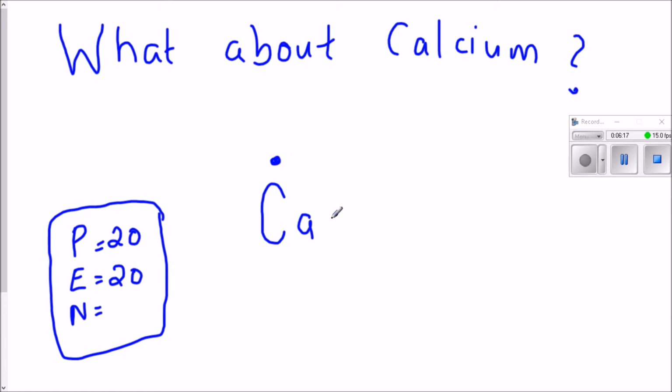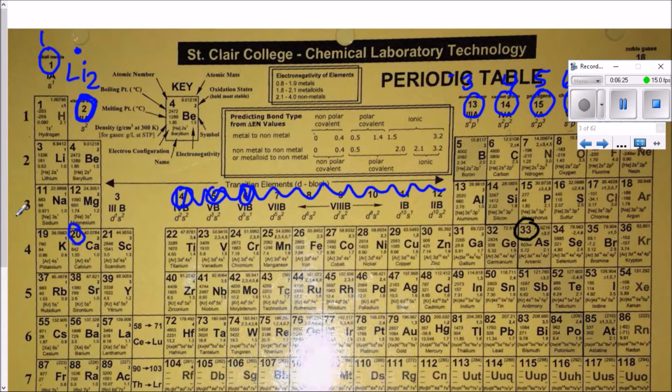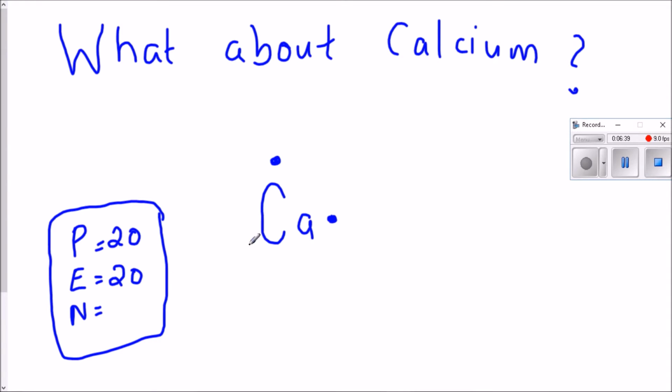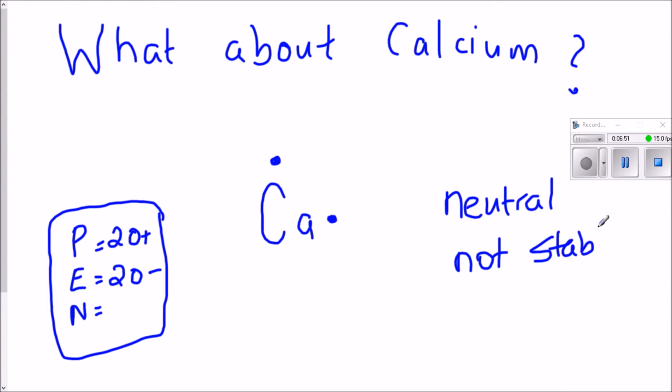Now we don't put these 2 valence electrons right beside each other because it's not the first shell. Calcium is actually way down here. It has 4 shells, so it would have 2 electrons in the first shell, 8 in the second shell, 8 in the third shell, and in the fourth shell, since it's in group 2, it would have 2 valence electrons. So here is calcium with its 2 valence electrons. It is neutral because it has 20 pluses and 20 negatives, but it is not stable, because it doesn't have a full shell.